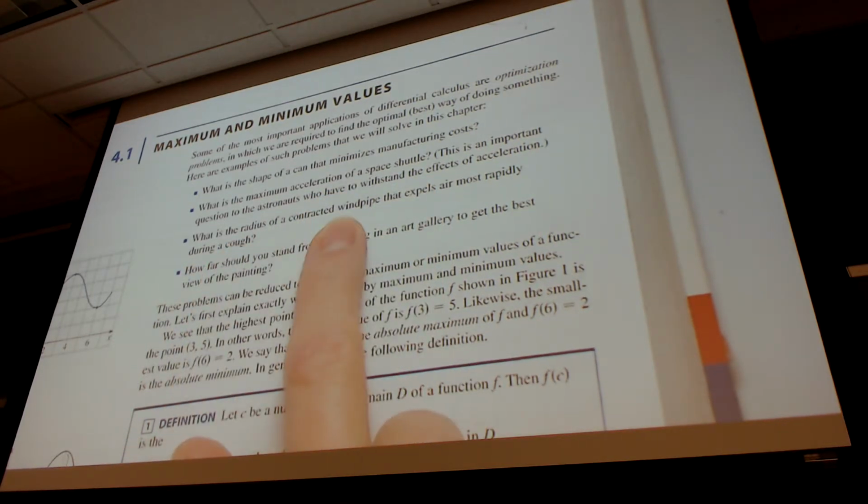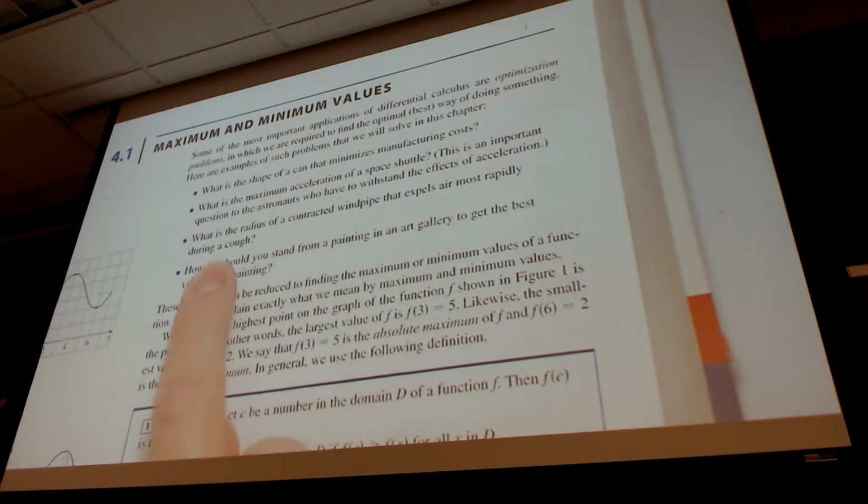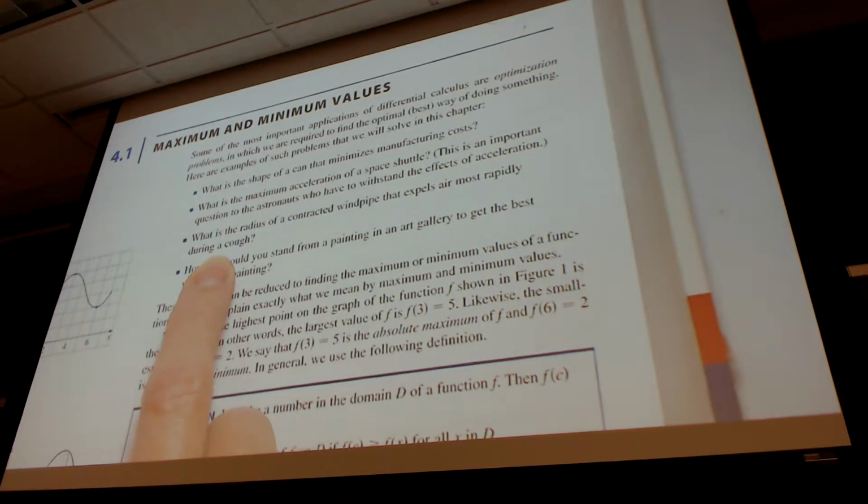What's the radius of a contracted windpipe that expels air most rapidly during a cough? Now, honestly, I'm not really sure why this is, but there must be a reason that they said this. But it's not like you could make a decision, I'm going to contract my windpipe to a radius of so-and-so so that I can cough most efficiently, but I don't know. I don't know why they asked this.